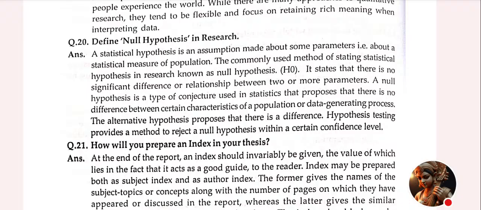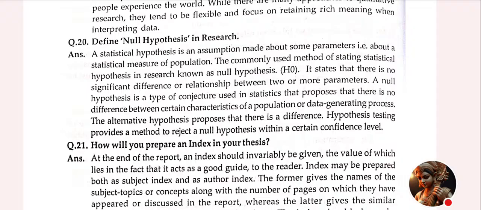Question 20. Define null hypothesis in research. A statistical hypothesis is an assumption made about some parameters, that is, about a statistical measure of population. The commonly used method of stating statistical hypothesis in research is known as null hypothesis (H0). It states that there is no significant difference or relationship between two or more parameters.